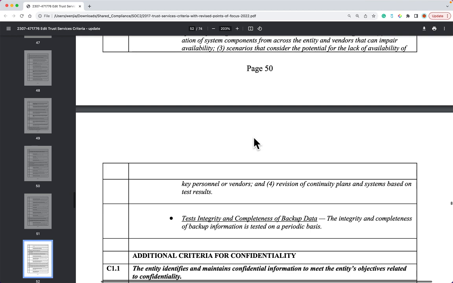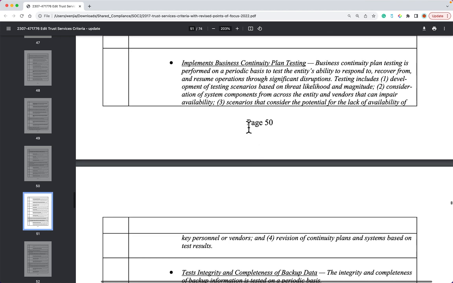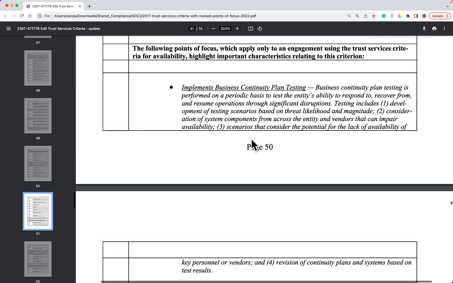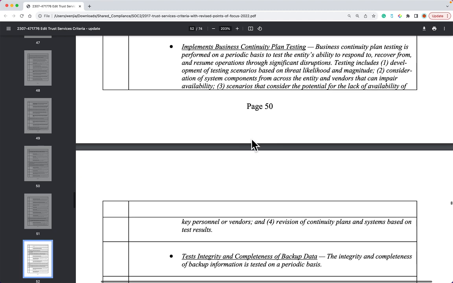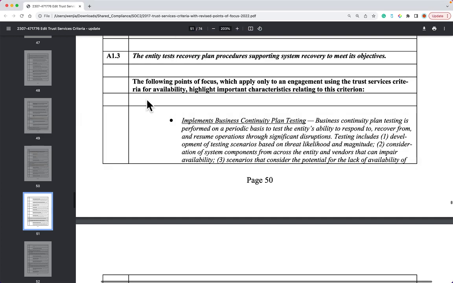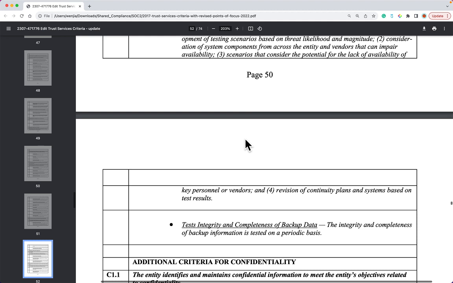Of course, my idea about all the points of focus for trust services criteria now is that they are all suggestions, to achieve a principle, like an entity can do this, but this does not mean it is a very complete procedures system.